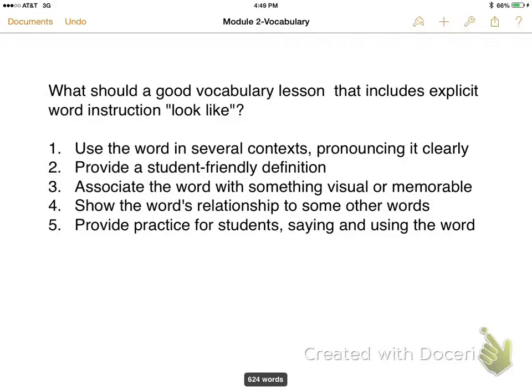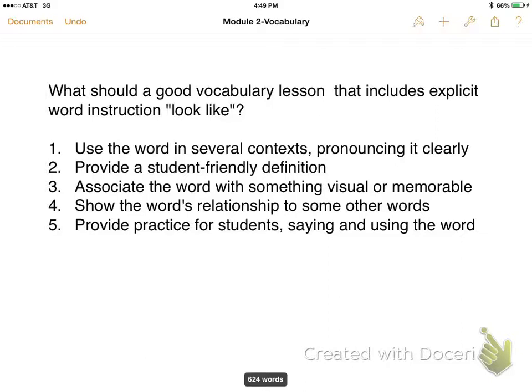What should a good vocabulary lesson look like that includes explicit word instruction? Now, when I talk about this part, what does it look like? This is going to be the way you're going to critique that YouTube video. When you do that YouTube video, you're going to need to be able to say, this was a good lesson or this wasn't a good lesson, and you're going to need to talk about what you've learned in class that makes it a good lesson or not, and perhaps how the teacher could make it a better lesson, what parts she left out, or what parts she didn't include in the video that maybe she was going to do later. Okay, so this is that section. What should a good vocabulary lesson look like?